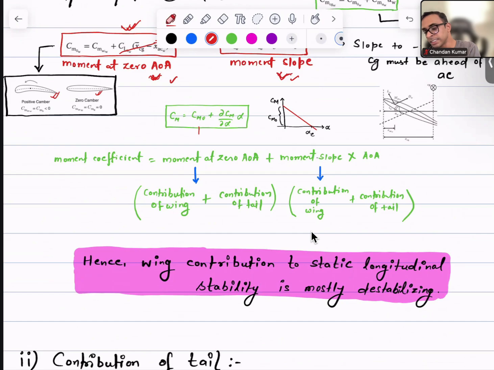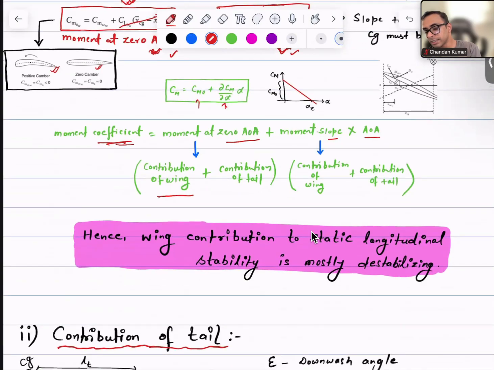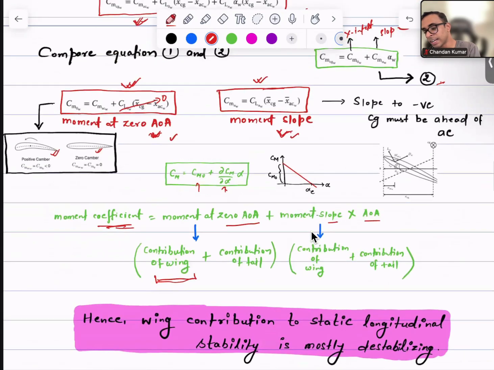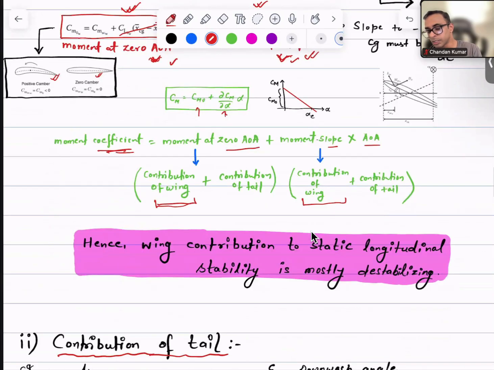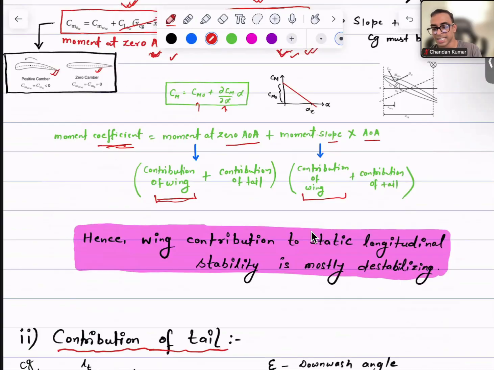So this is what we had for a straight line for the moment line. This is the y-intercept and this is the slope. So for the moment coefficient we need the moment at zero angle of attack and the moment slope multiplied with the angle of attack. So this is what we've seen: the moment contribution of the wing to the moment at zero angle of attack, that is over here, and the moment contribution of the wing to the moment slope, that is coming from here. So we observe that the wing contribution to the static longitudinal stability is mostly destabilizing.